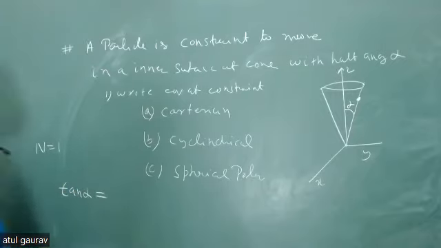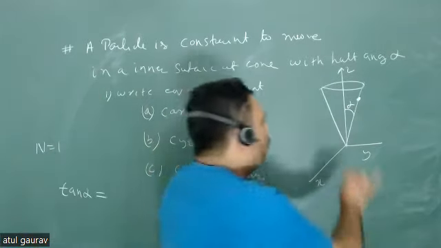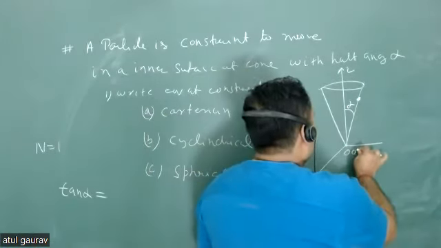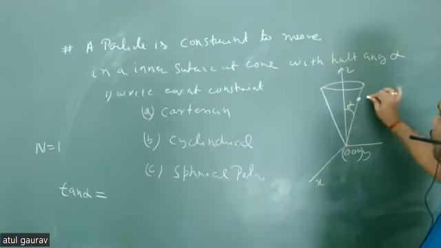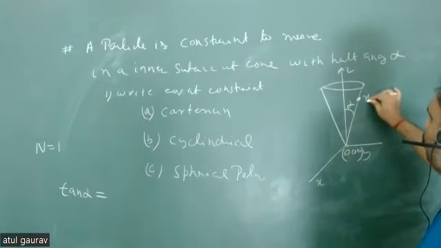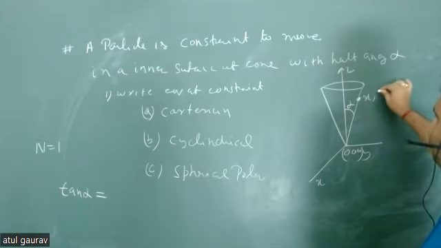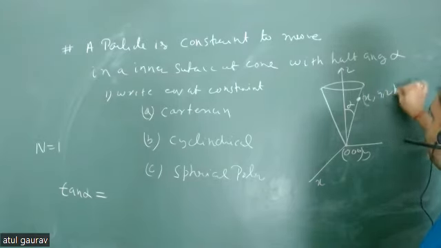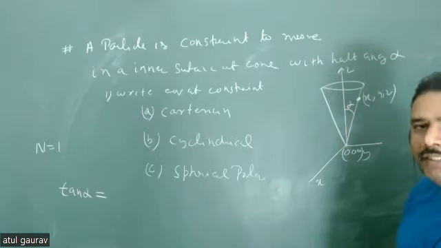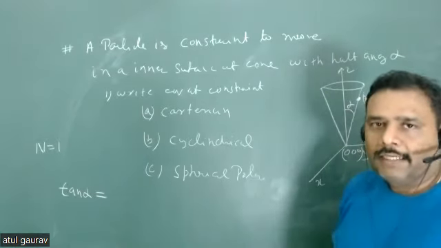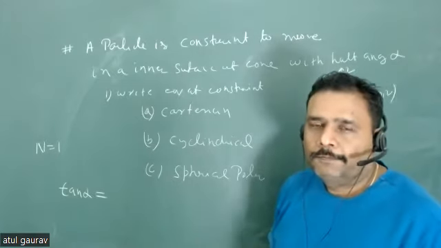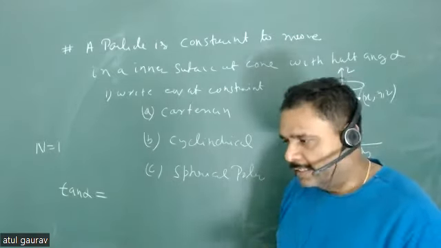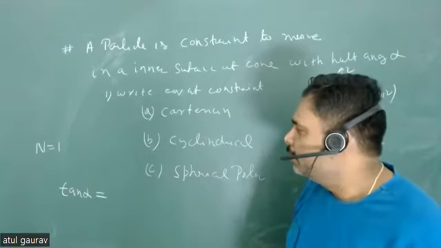So what is tan alpha? Obviously, first we will write this whole thing free. If I keep it free, what will be my function? X, Y, Z in a Cartesian coordinate, isn't it? In a Cartesian coordinate, what are your dynamical variables? X, Y, Z. This is your dynamical variable.